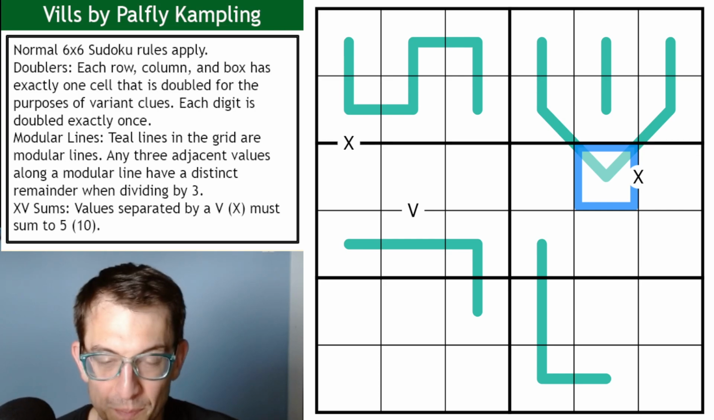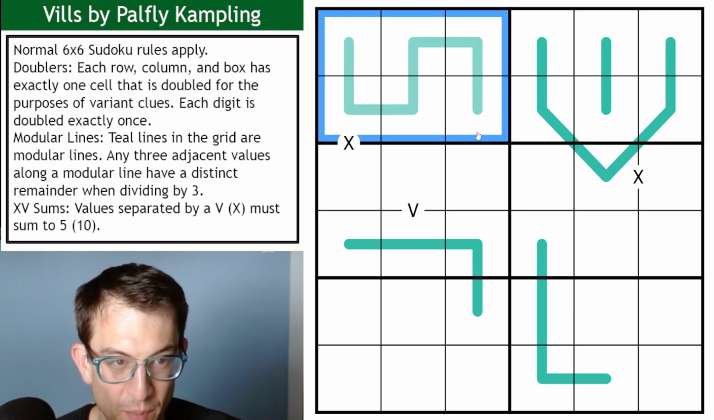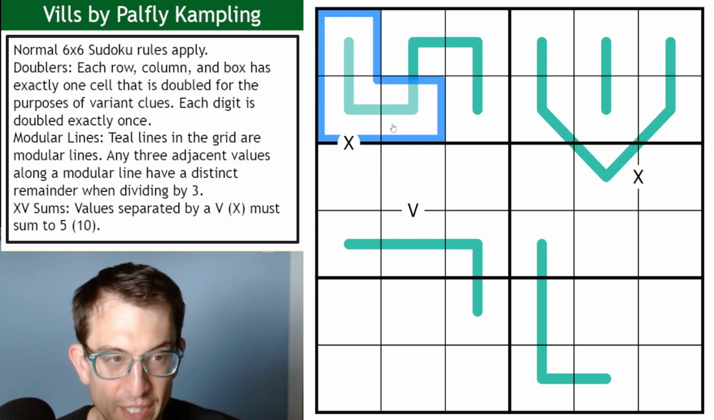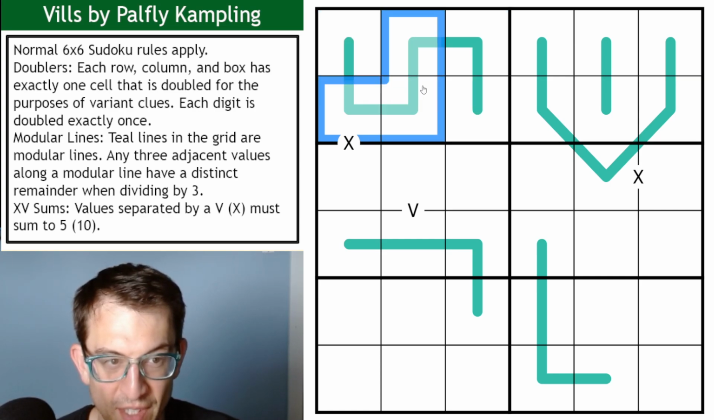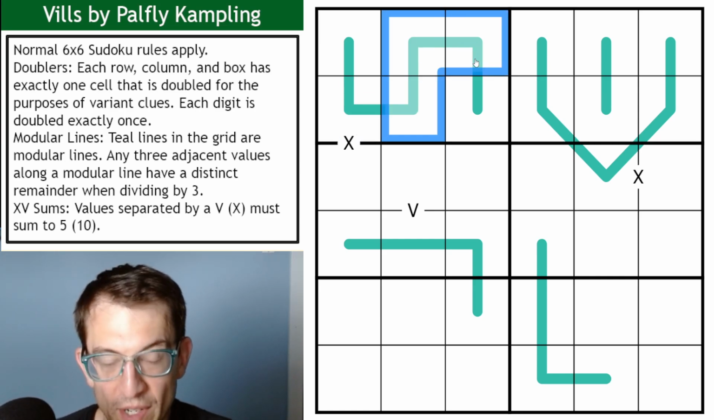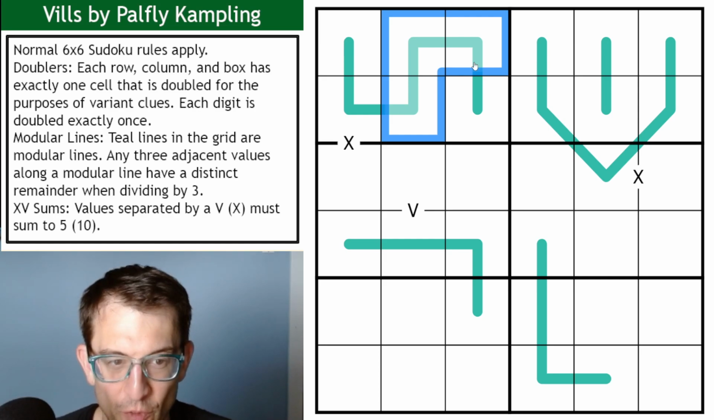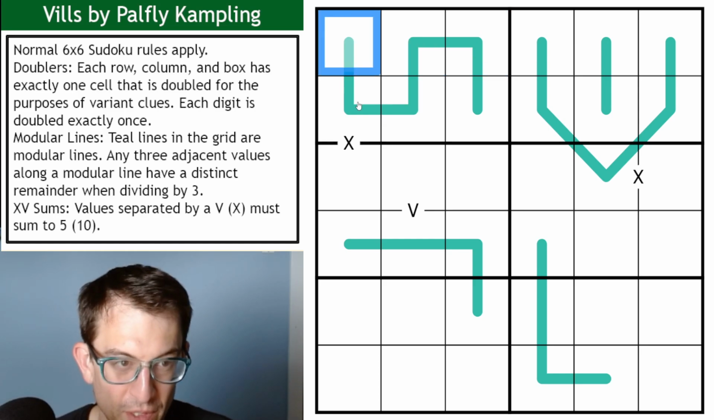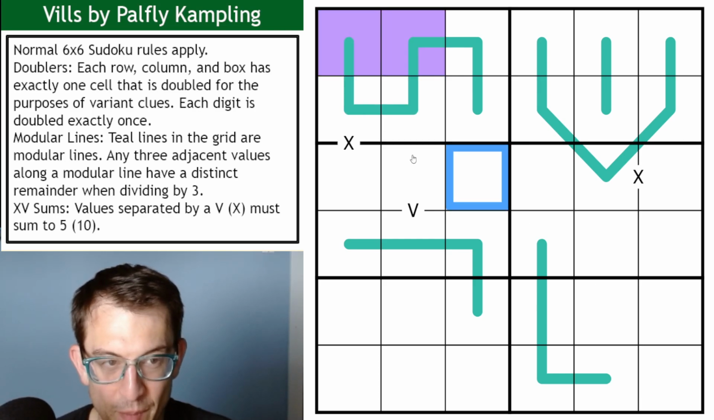So modular lines, these green lines are modular. Every length 3 section of this line will have one value each from values that have a 0 remainder when divided by 3, a 1 remainder when divided by 3, and a 2 remainder when divided by 3. One of the things we will note at some point in this puzzle is that if I knew the remainder of this value here, then if I go 3 spaces away, that's going to have the same remainder.